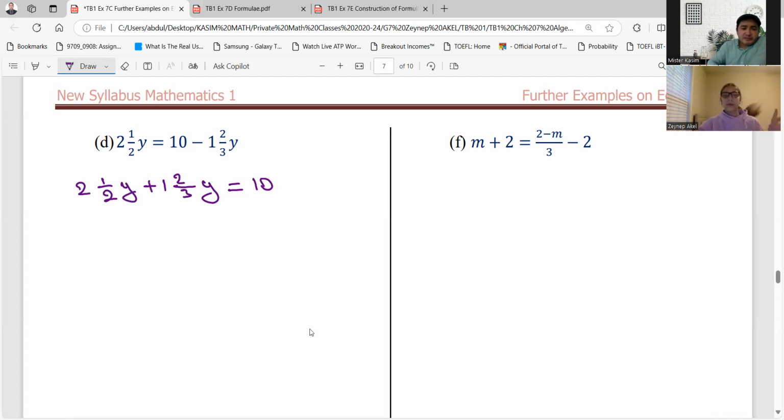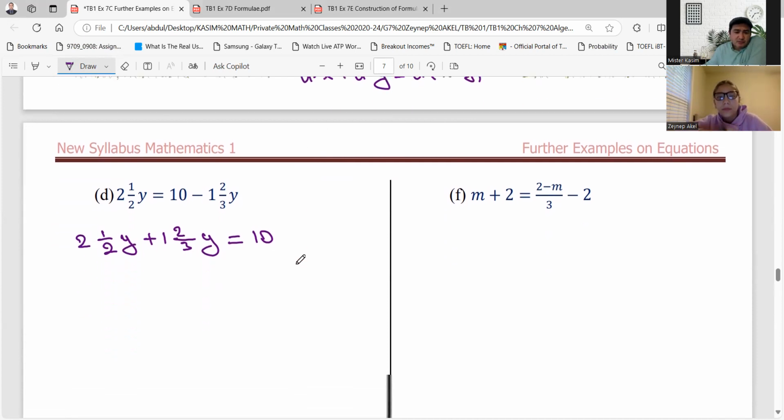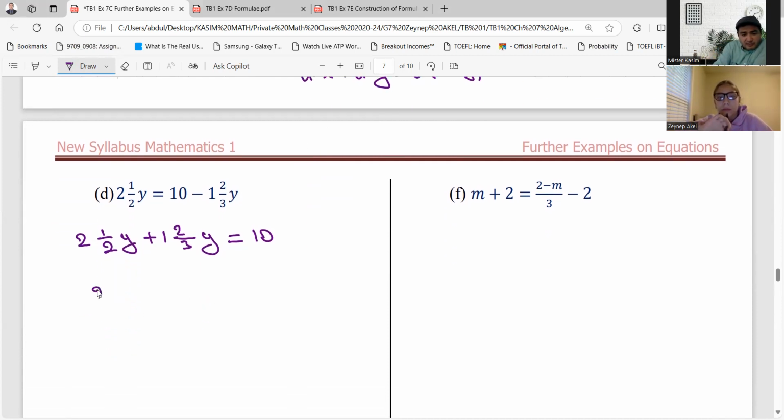Yes. So this means that, Zeynep, as you see here, y is a common factor. Again, I'm just using this property. If we have a times x plus a times y, a is a common factor. I can write it as a times (x plus y), or you can also write this a to the right-hand side of this expression. It doesn't matter because we know that a times b equals b times a. So that means that we have 2.5 plus 1 and 2 over 3, times y, that's equal to 10. Right? Does it make sense?